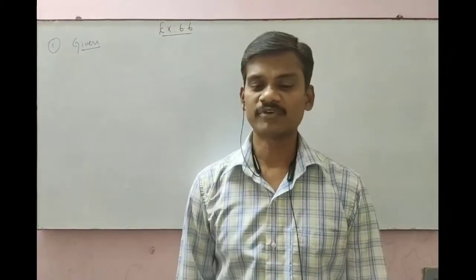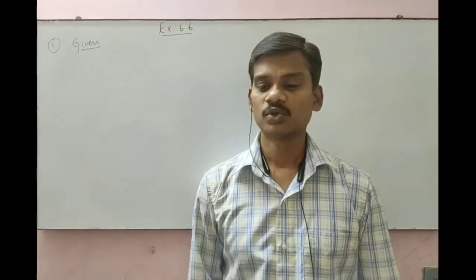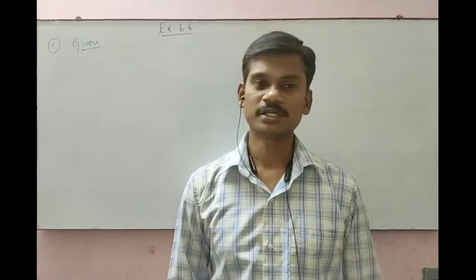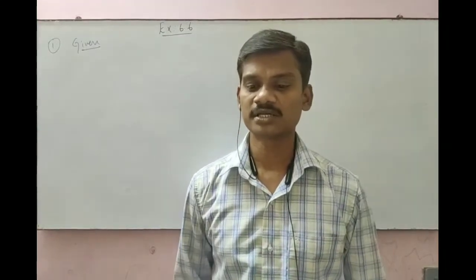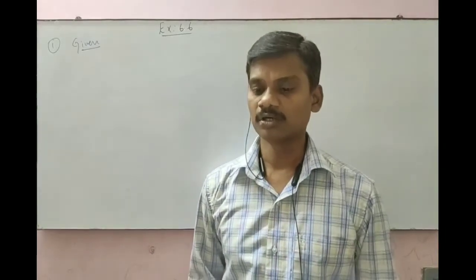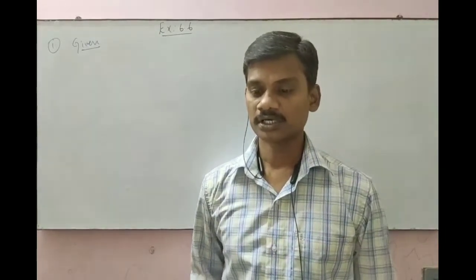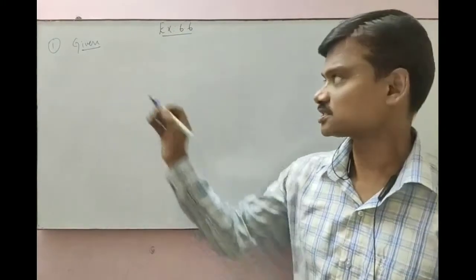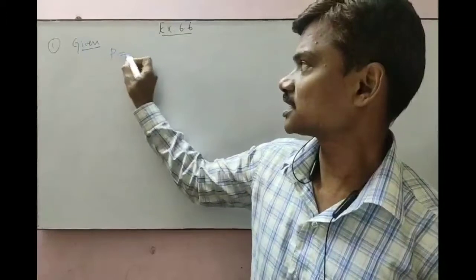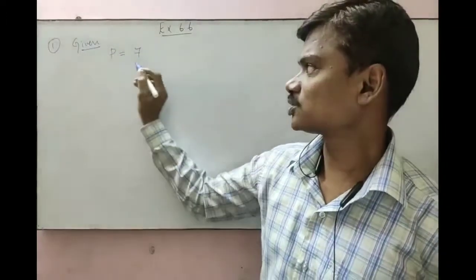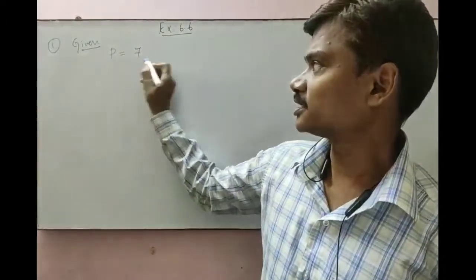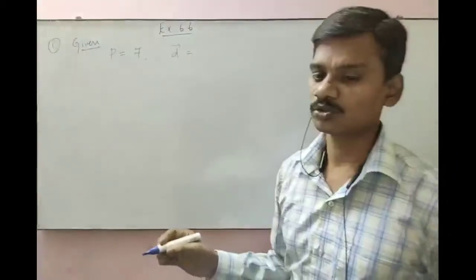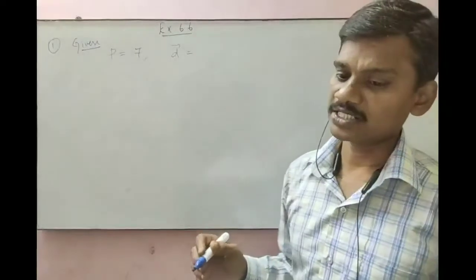Find a parametric form of vector equation of a plane which is at a distance of 7 units from the origin, having 3, minus 4, 5 as direction ratios of a normal to it. Here the two things are given to you. The first one is the distance of 7 units, that is taken as p. P is equal to 7 units, and then the normal vector, that is d vector, is given to you. Normal, which is in the direction ratios form.